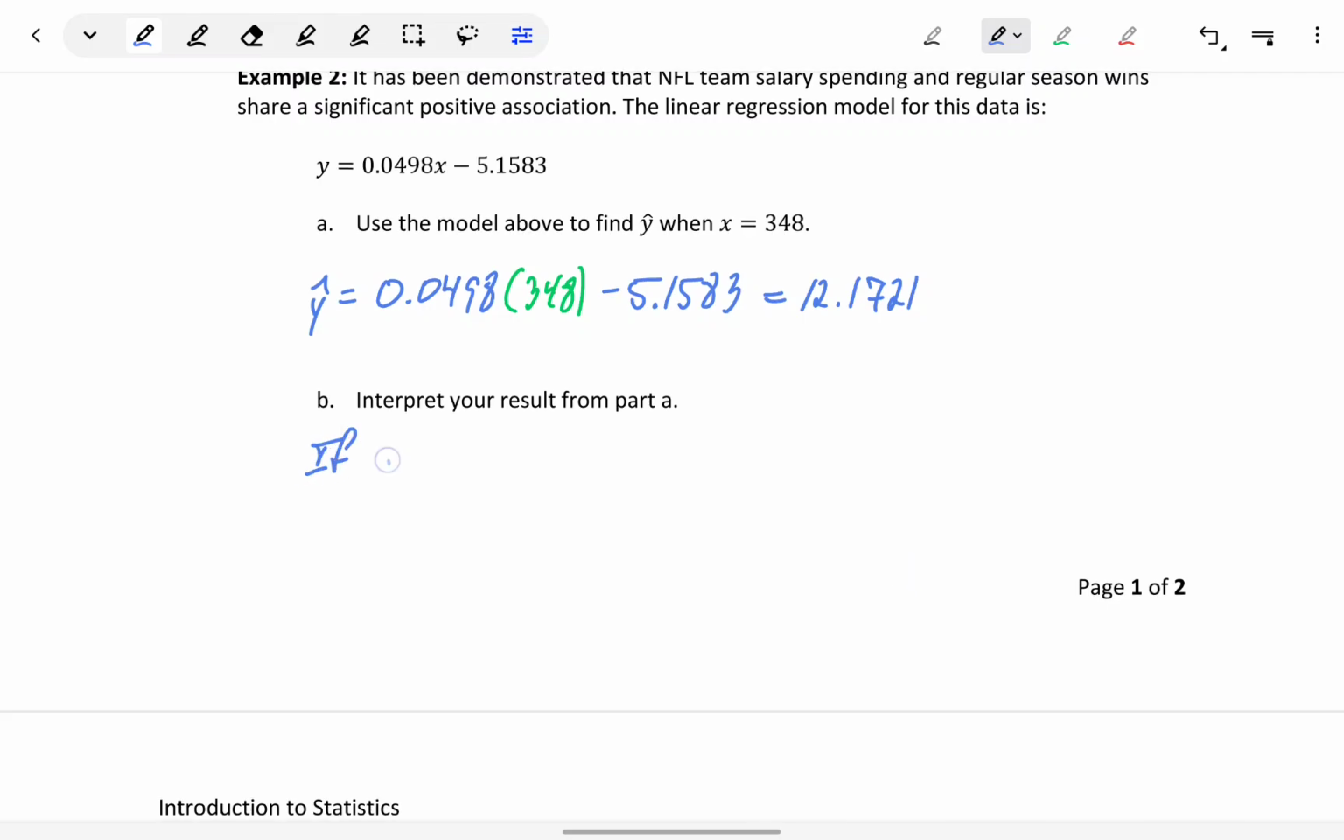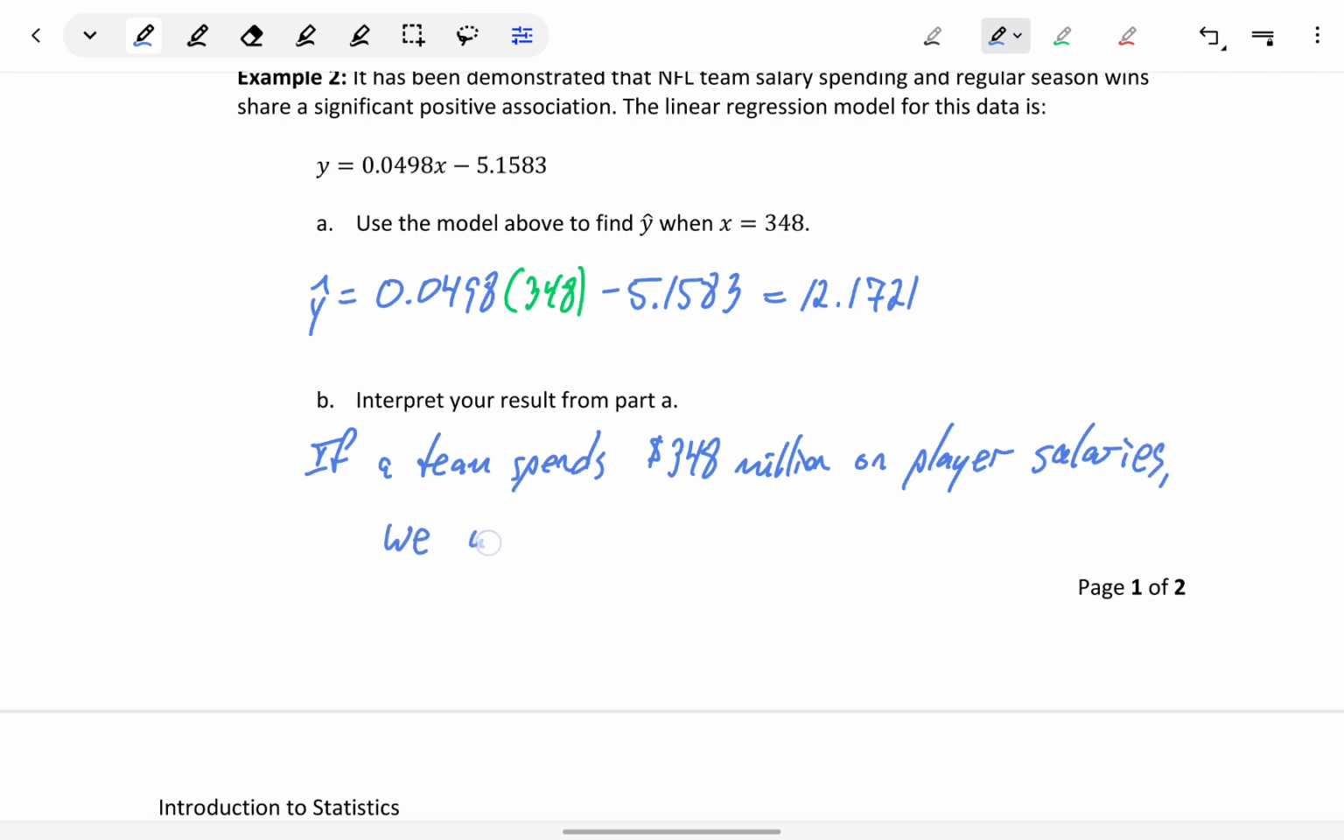And in context, this means if a team spends $348 million on player salaries, we would expect them to win 12 regular season games.